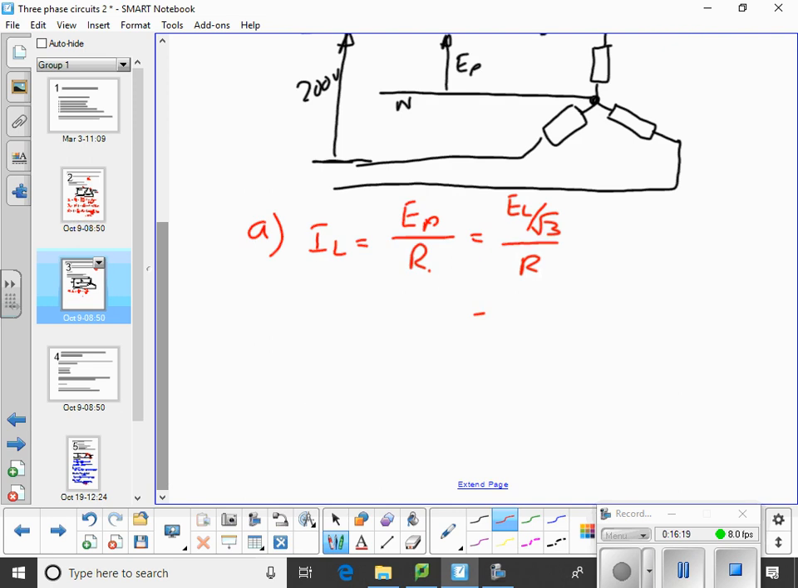So we're talking about 200 over root 3 all over 1950 equals. What do we get? 59 milliamps. Everyone agree who's got that far?